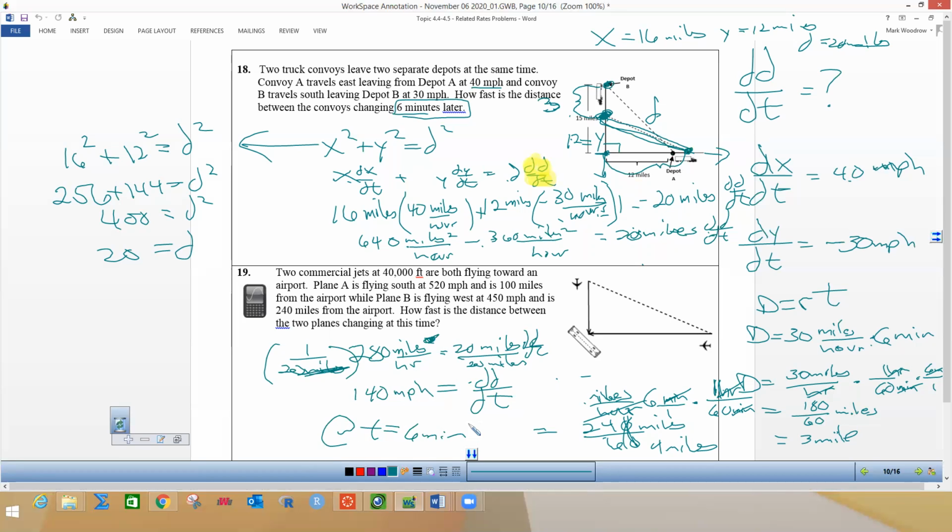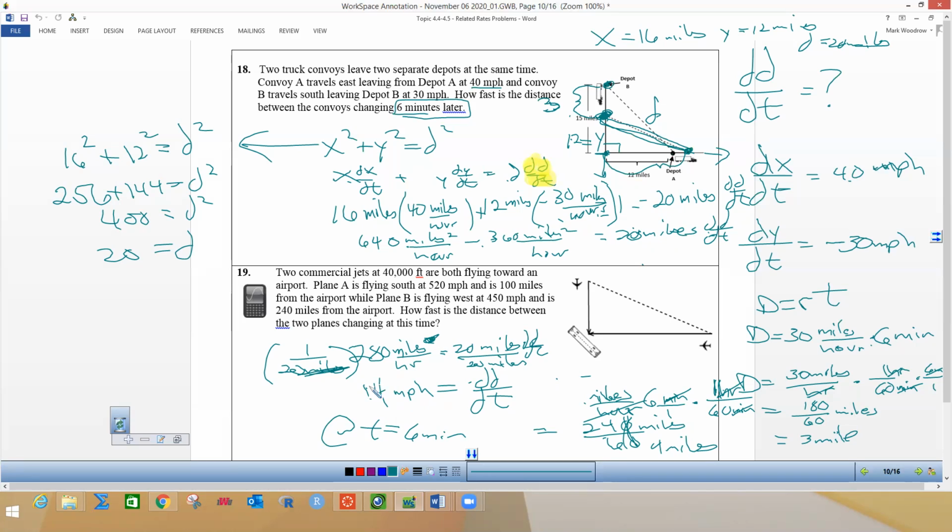Yes. Did I divide wrong? It is 14. My bad. I can't divide either. So the rate that dt is changing is 14 miles per hour. Thank you, ma'am. Good dividing right there.